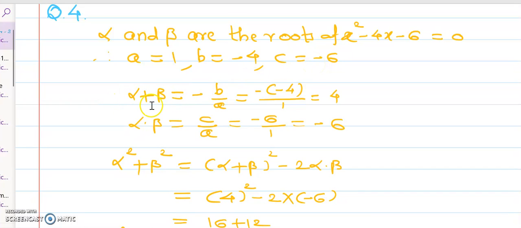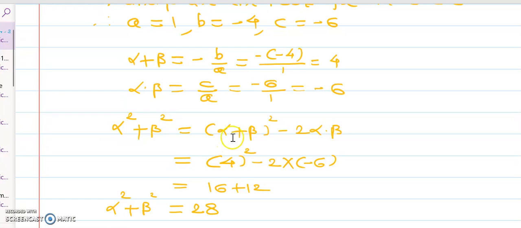What about alpha plus beta? Alpha plus beta is equal to minus b upon a. Substitute the values of b and a. Alpha plus beta is 4. Alpha into beta is c upon a, which is minus 6 upon 1, that is minus 6. Now we want to find the value of alpha square plus beta square. That is equal to (alpha plus beta) whole square minus 2 alpha into beta. This is the formula you have to remember.